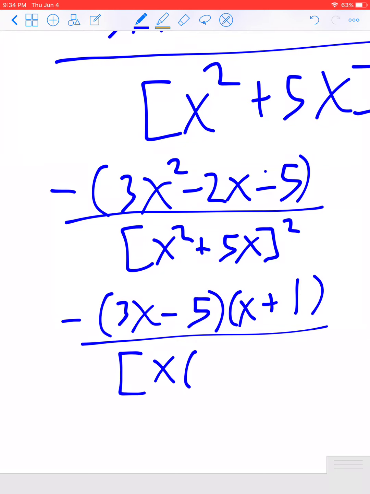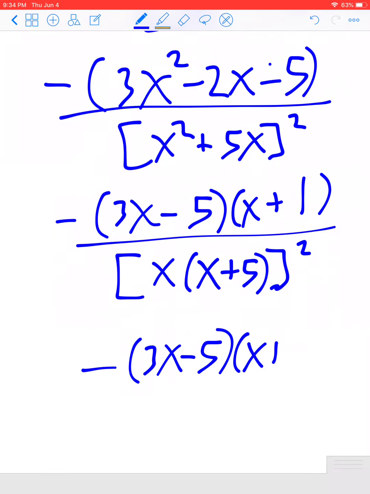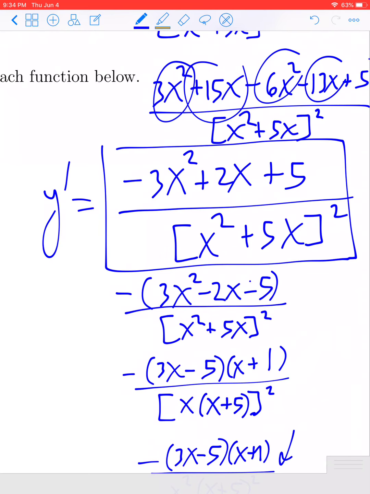We could factor an x out, and we would have x plus 5 whole thing squared. So the denominator would look like this: 3x minus 5, x plus 1, all divided by, you would actually have an x squared factor and then x plus 5 squared factor. So despite our best of intentions, we try to simplify it. We do get a lot of factorization, but none of the factors end up canceling. So it turns out that this already was our simplified derivative. So y prime is equal to negative 3x squared plus 2x plus 5 divided by x squared plus 5x brackets squared.